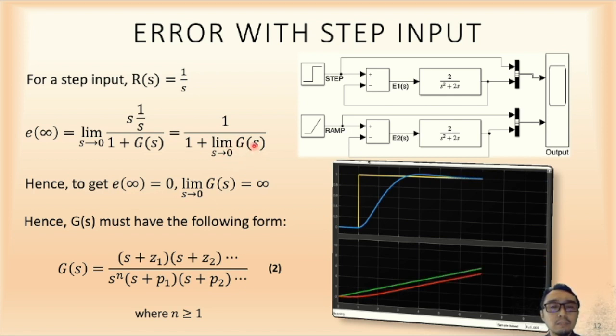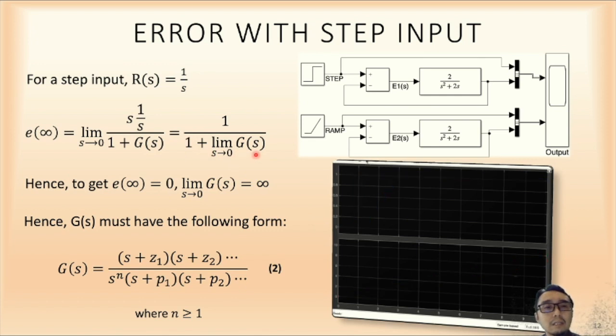For this expression to be infinity, G(s) must have this following form, where n must be larger than or equal to 1. If you have one remaining s here and you substitute s equals 0, then the whole expression will be infinitely big, because you are dividing by 0. So this will be infinity, and the whole expression will be 0. That is what you want.